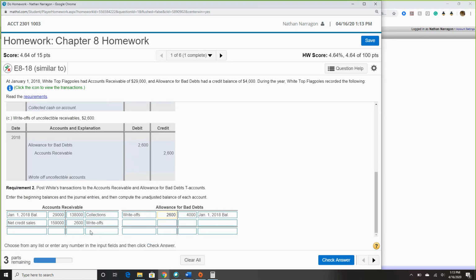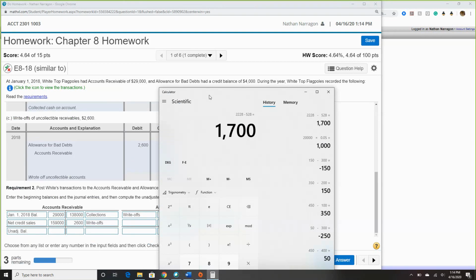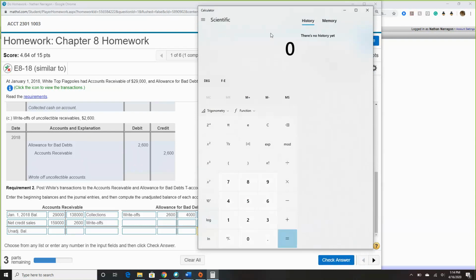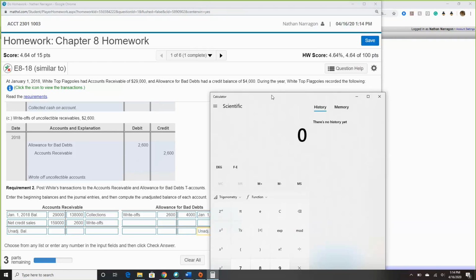Next, we just need to find the unadjusted balance. Of course, I know for accounts receivable, it should be a debit, while allowance is going to be a credit. Then which one's higher? So let's take out a calculator and figure all this out. Alright, so for accounts receivable, we have 29,000 plus 159 in debits.